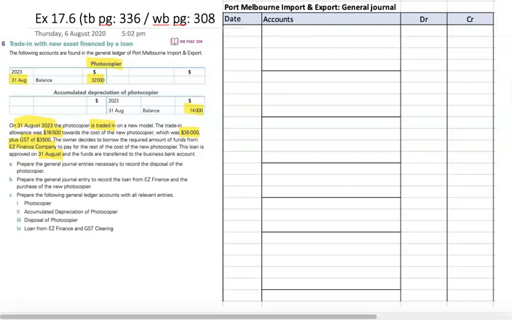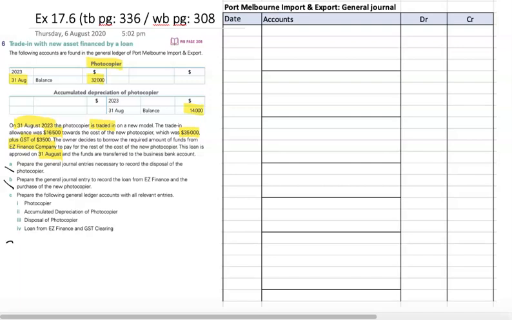We know to record this, part A gets us to complete the general journal entries necessary to record the disposal. And part B gets us to consider how we're going to record the actual purchase and loan from EZ Finance. So there's a lot going on. But if we think this through with all of these questions, I always recommend that you work out the result beforehand. And then you've got something that you know you're working towards.